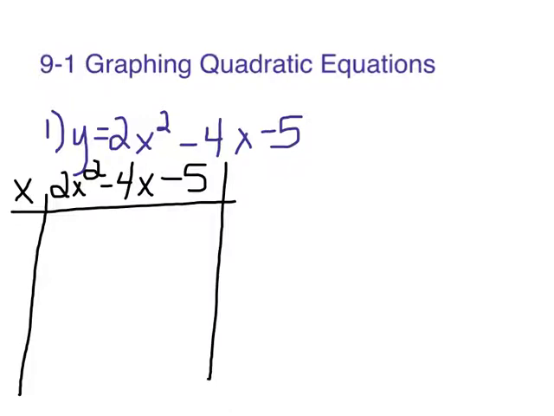We'll start with 0. When we plug 0 in, we have 0 squared times 2. When we plug 0 into negative 4x, we'd have negative 4 times 0. And then, of course, we have our minus 5. So our y value here is a negative 5.